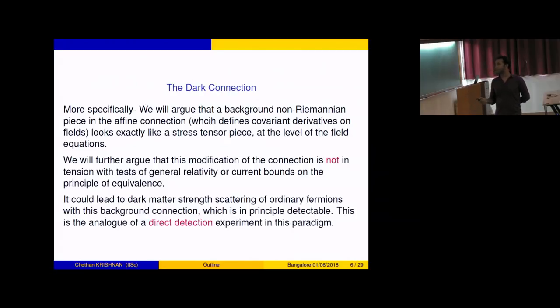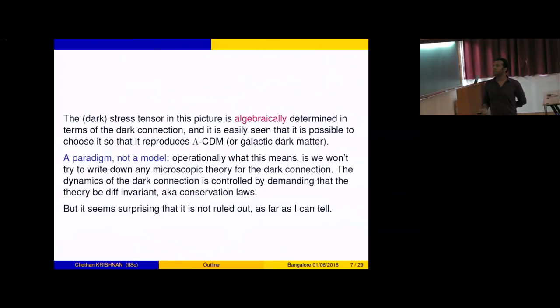So I'll explain why as we go along. This is a small comment, which is that the same paradigm will actually give us the possibility of scattering of anything higher than, let's say, a vector field. Anything higher than scalars and gauge fields can scatter off of this background connection, which can in principle look like dark matter direct detection scattering type of experiments. So that's the basic story.